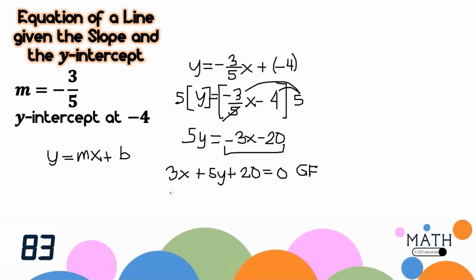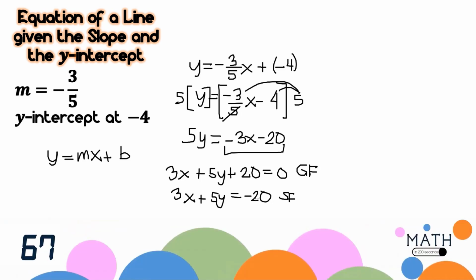Of course, the standard form could also be rewritten by subtracting 20 on both sides. So you have here negative 20. This is our standard form.